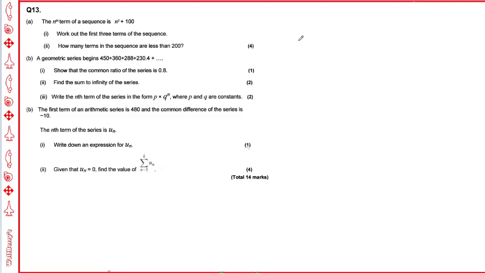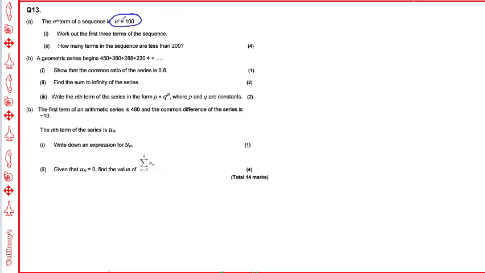So in this problem here, we have sequences and series. To begin with, we have a simple sequence. It says work out the first three terms of this sequence, and we're given this equation for the nth term. All you do is put 1, 2 and 3 into there and find the first three terms of the sequence.